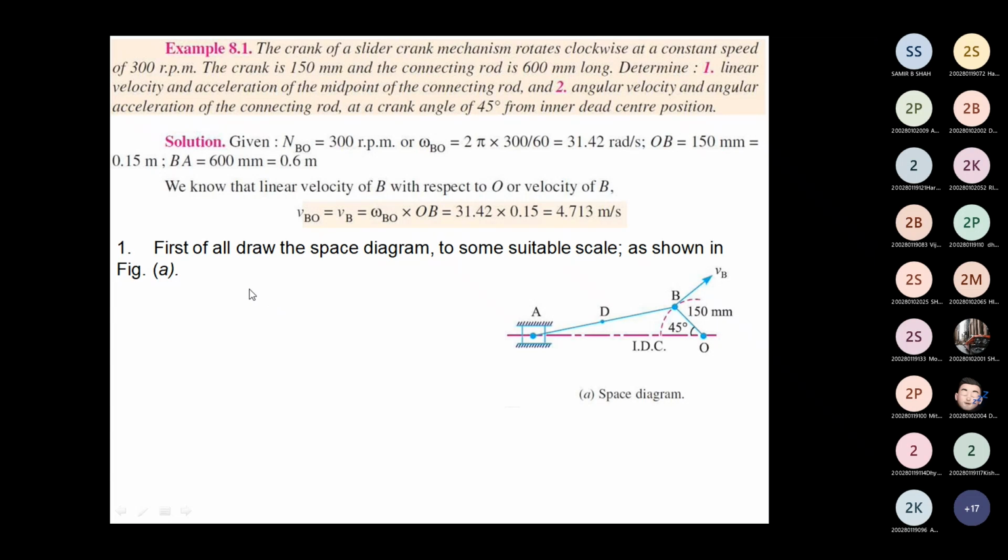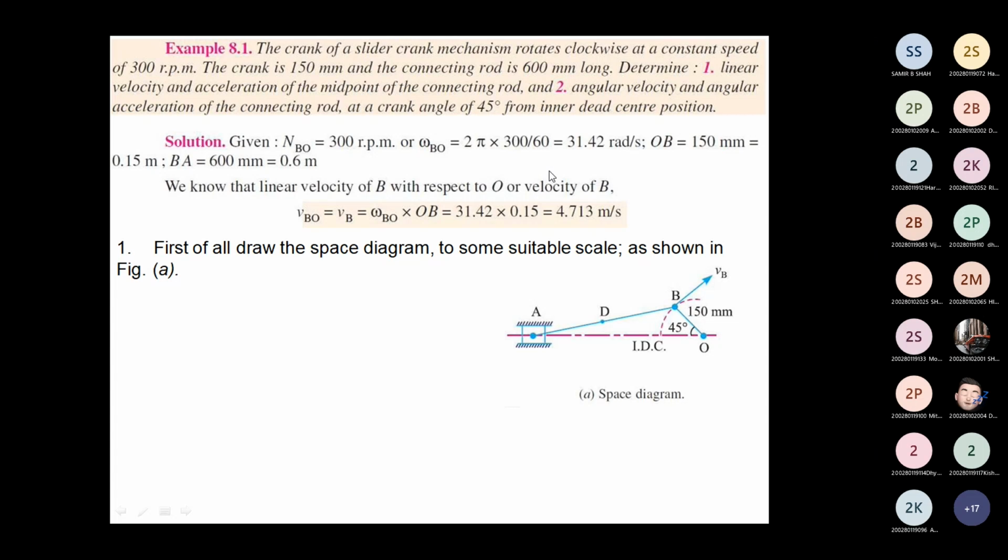Okay, in the previous lecture we completed this example as a velocity diagram. Same example, same data, we repeat today. The crank of the slider crank mechanism rotates clockwise at a constant speed of 300 rpm, and the crank is 150 mm and the connecting rod is 600 mm long. Determine the linear velocity and acceleration of the midpoint of the connecting rod, and the angular velocity and angular acceleration of the connecting rod at an angle of 45 degrees from the inner dead center.